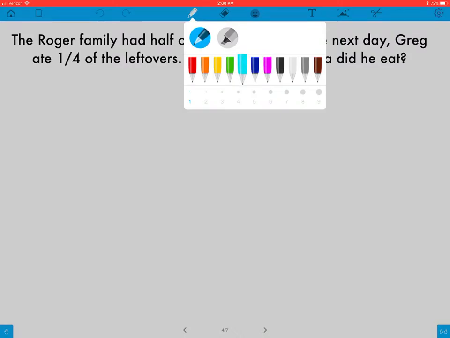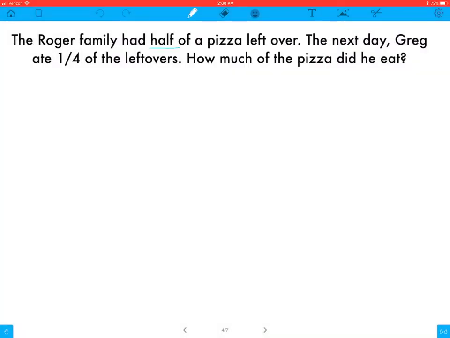The Roger family had half of a pizza left over. The next day, Greg ate 1/4 of the leftovers. How much pizza did he eat? Ooh, can't believe they only had 1/2 of a pizza. Man, I would have eaten the whole thing, but I also love pizza. So the next day, Greg ate 1/4 of the leftovers. And that means we're going to multiply.